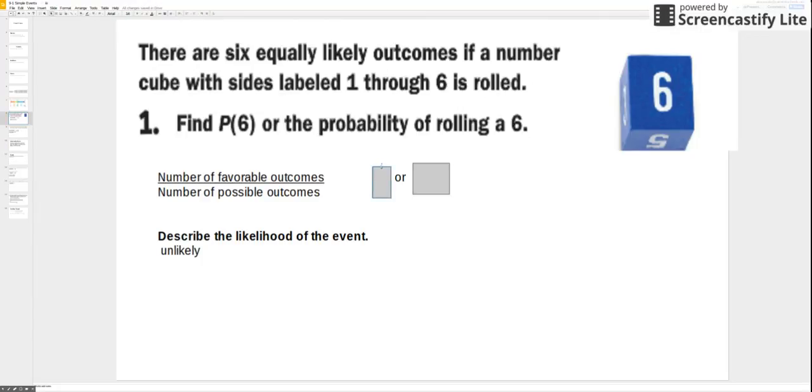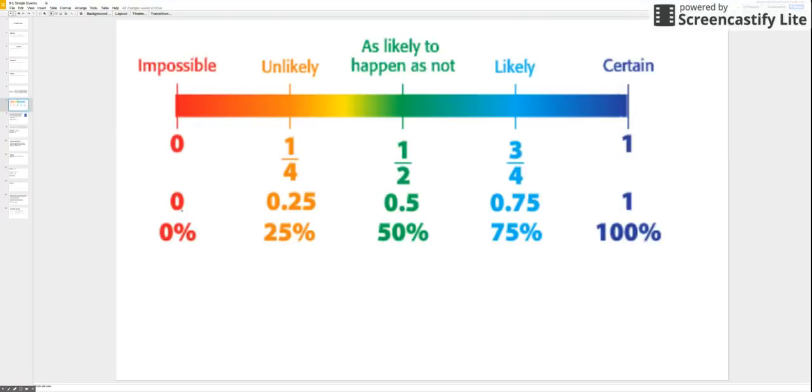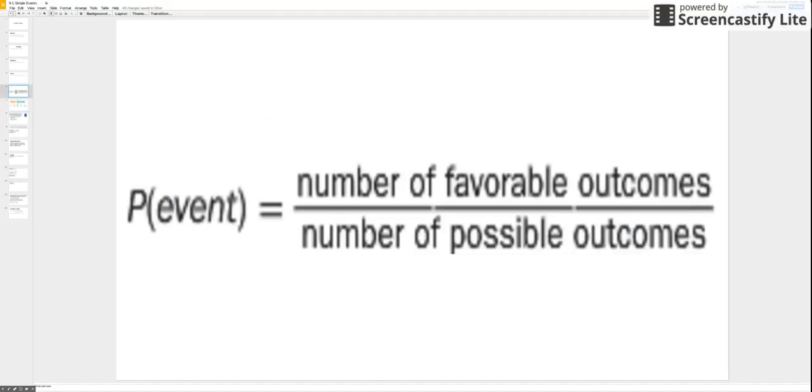Out of your total number of possible outcomes, there are 6 sides on a die, on a cube. So it's 1 out of 6, or 17%. If we divide 1 by 6, you get about 0.16, and I just rounded up, so 17%. Describe the likelihood of the event. This is unlikely because if we look back here, if it's between 0 and 50%, it is considered unlikely.